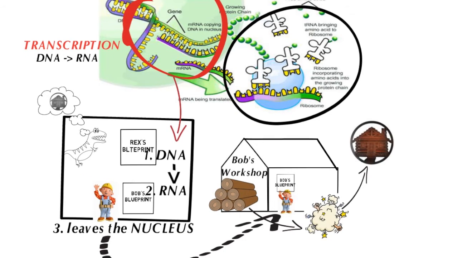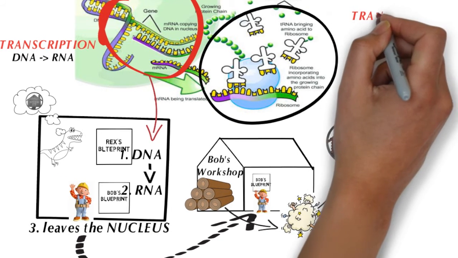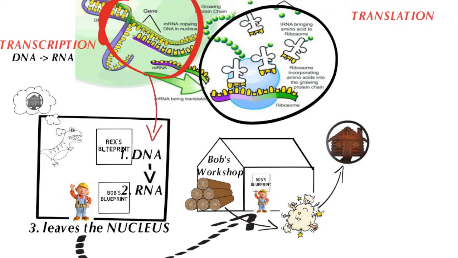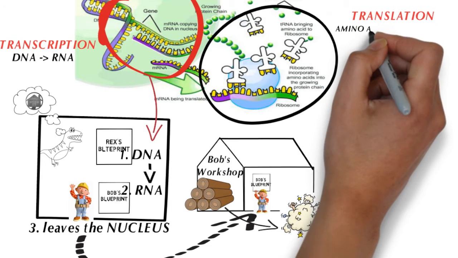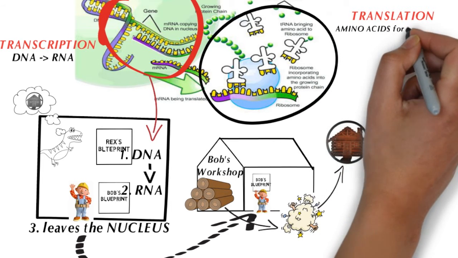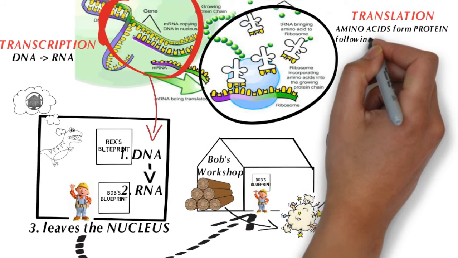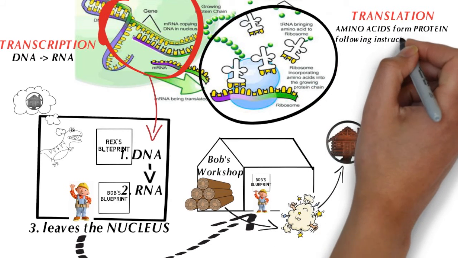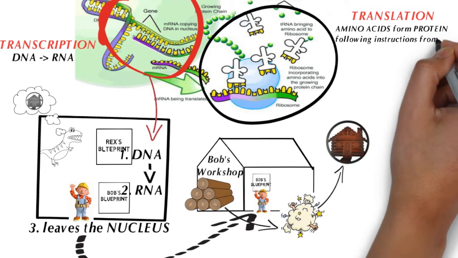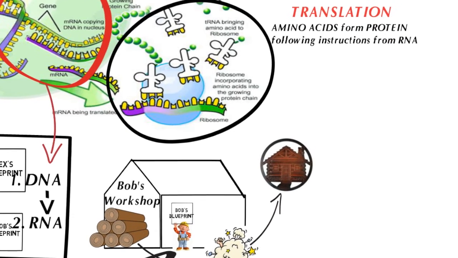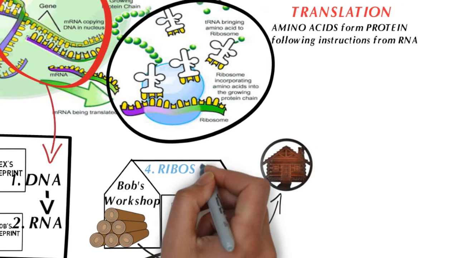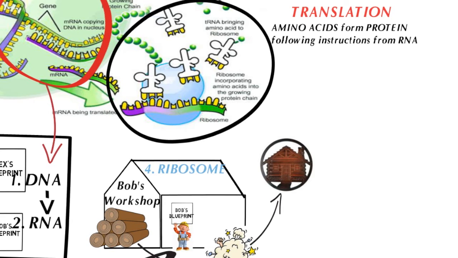Next, this copy is going to leave the nucleus, and that's where we start translation. Translation is the second step of protein synthesis, where we're going to assemble amino acids into a polypeptide chain. Now, to do this, we have to head to the workshop. Our workshop in science is the ribosome. That's where we take the materials.